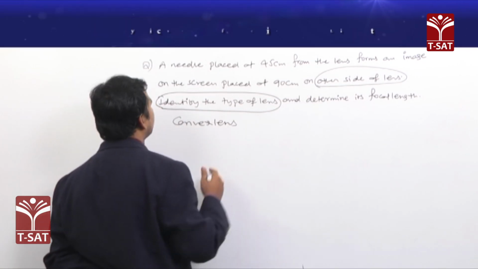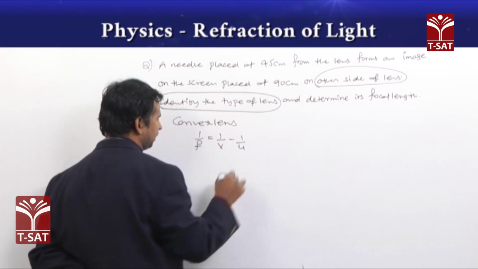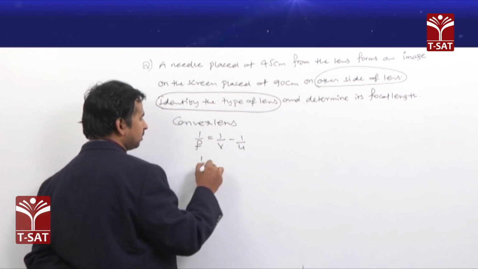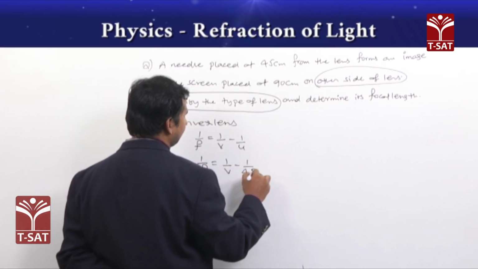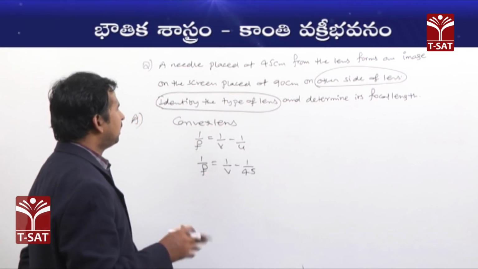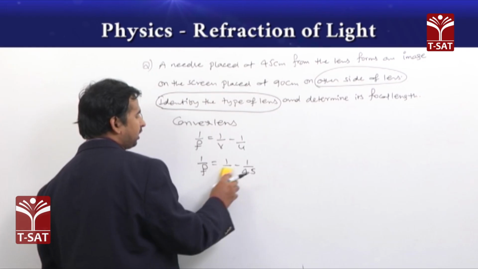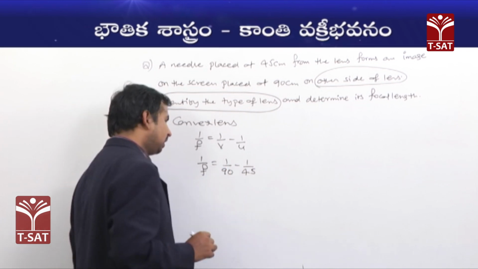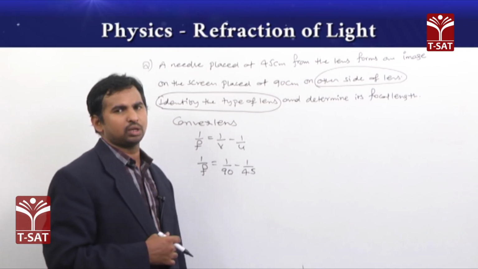For the focal length, we use 1 by f is equal to 1 by v minus 1 by u. The object is placed at 45 centimeters from the lens, which we call the object distance. And the image is formed on the screen placed at 90 centimeters on the other side of the lens. The screen distance is also taken from the lens, which we call the image distance, equal to 90 centimeters. So finally we have 1 by f is equal to 1 by 90 minus 1 by 45.